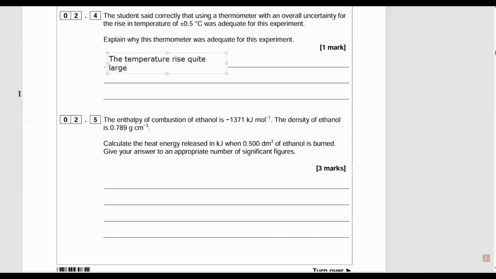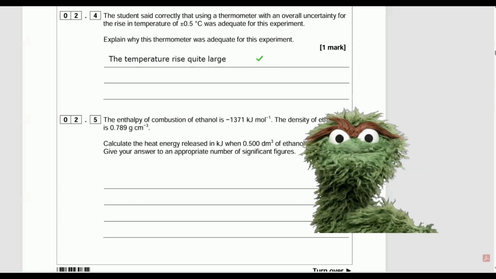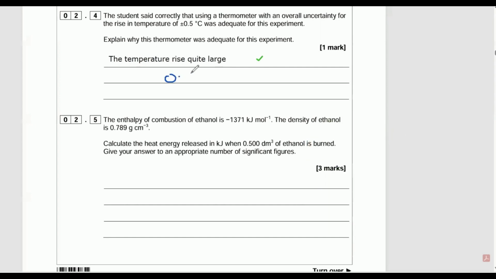It's not going to look so great if it's a smaller temperature rise, but the bigger the temperature rise, then that level of uncertainty of plus or minus 0.5 degrees, hey, if you're having a 38-degree temperature rise, plus or minus 0.5 degrees, not too bad. If you've got a 2-degree temperature rise, then your level of uncertainty is going to be a lot more. Imagine we had a 2-degree temperature rise. We'd be doing 0.5 over 2 times 100. We'd have a 25% error. So that would be pants.